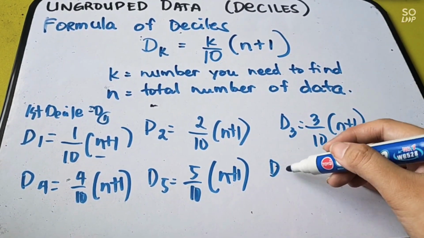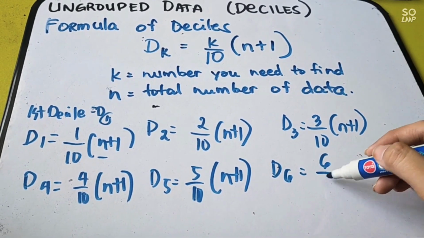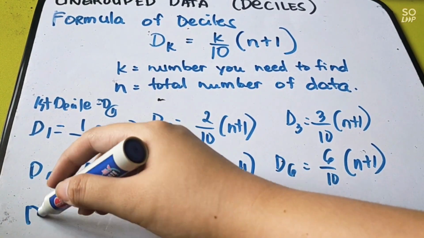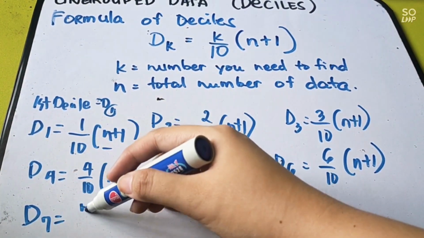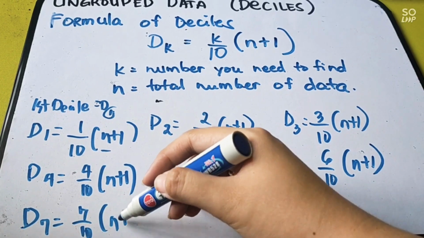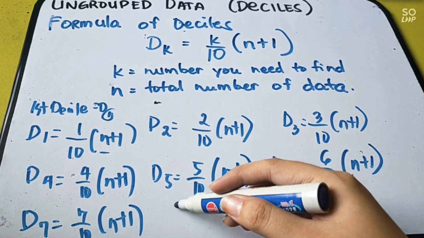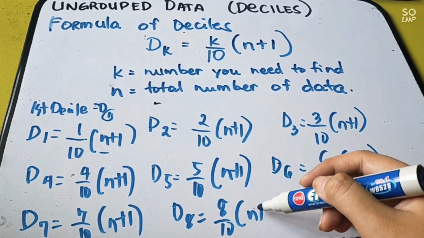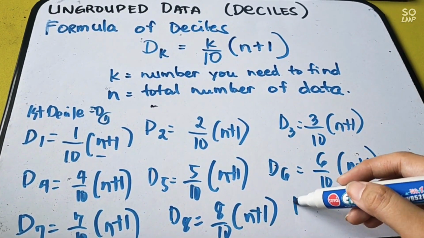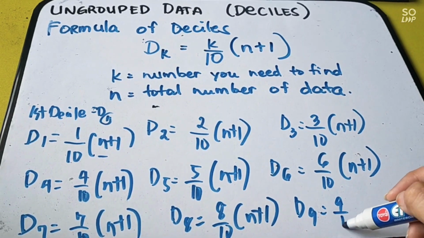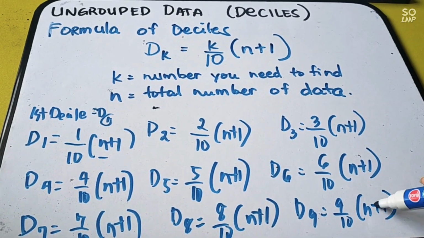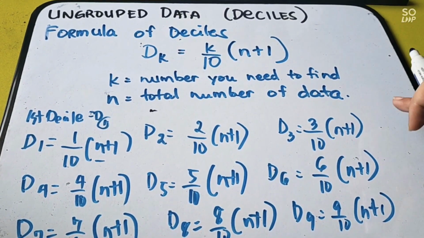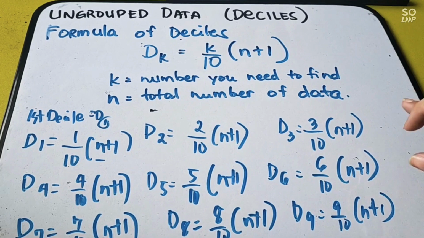If we have sixth decile, that is 6 over 10 times n plus 1. Next, seventh decile, d sub 7, we have 7 over 10 times n plus 1. Next, d sub 8, we have 8 over 10 times n plus 1. d sub 9, we have here 9 over 10 times n plus 1. Okay? So, that is it. So, these are the formulas for us to find the deciles that we need to find.